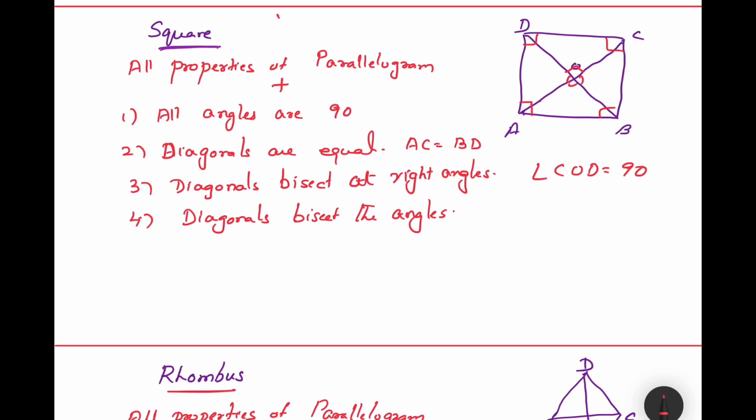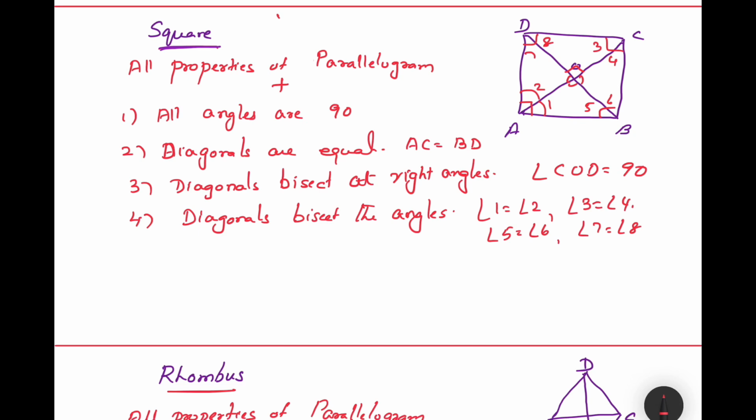So, these angles, suppose this is 1 and this is 2. Angle 1 will be equal to angle 2. Similarly, 3 and 4, angle 3 equal to angle 4. Similarly, 5 and 6, angle 5 equal to angle 6, angle 7 equal to angle 8.